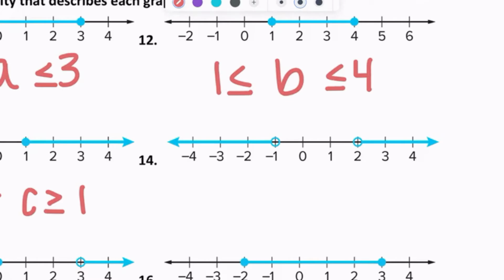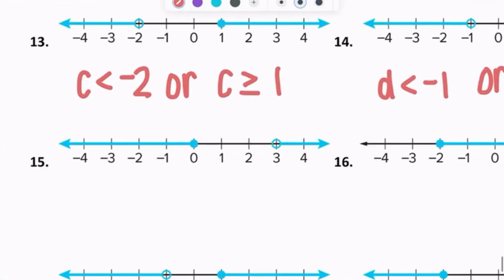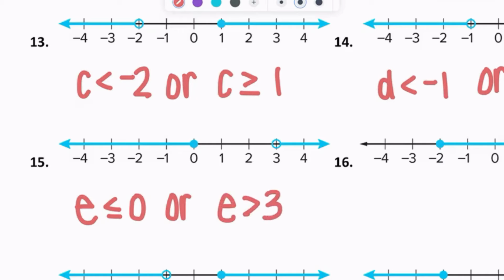Again, feel free to pause. These are not connected, so I know I'm going to have an or statement. D is less than -1, or D is greater than 2. Number 15, again, they're not connected. So, or statement, E is less than or equal to 0, or E is greater than 3.